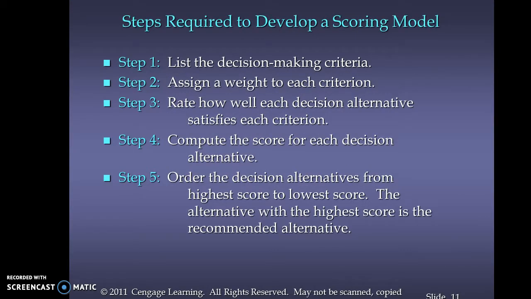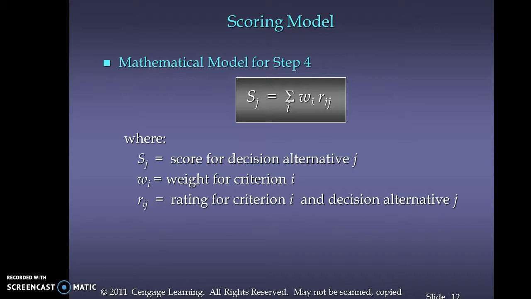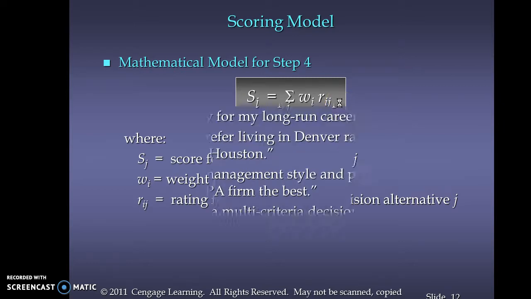There are multiple steps involved, and you're generally only going to have to concern yourself with steps 4 and 5, because I'll generally give you data for steps 1, 2, and 3, but you've got to create that generally from scratch in the real world. So we also have a mathematical model, which is very simple, where the score for any given alternative is given by the weight times the rating that it is given. But again, I'll give you an example.